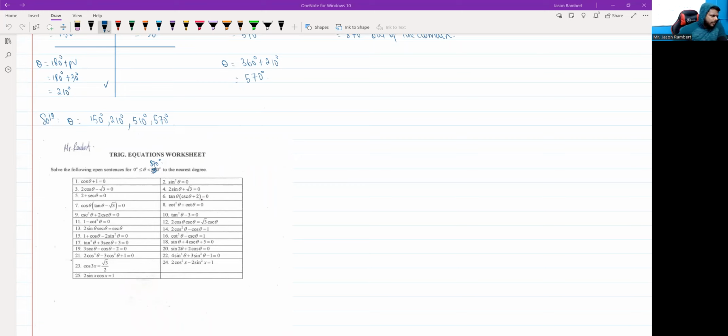So we'll attempt to do, like I said, number 1 and number 10. So number 1: cosine theta plus 1 is equal to 0.